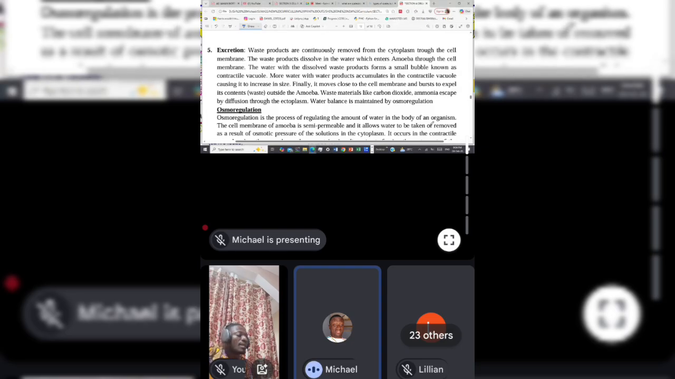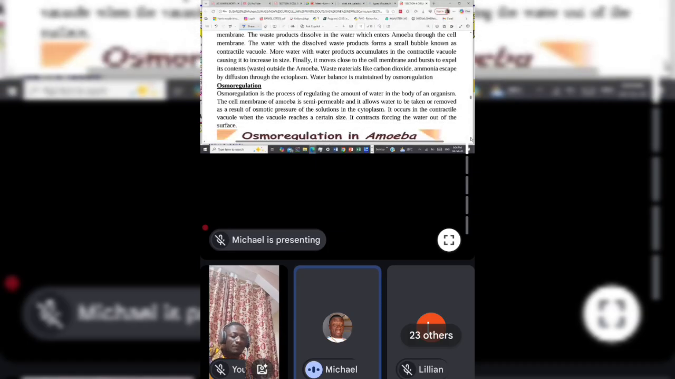Now osmoregulation. I explained this at the start. Osmo means water, so osmoregulation means water regulation. It's the process whereby organisms like the proteus regulate water in their body. Humans also do that. All organisms do, but we don't control it directly. We use our kidney, our sweating, our skin, and even the blood for the movement of water in the blood. So osmoregulation is the process of regulating the amount of water in the body of an organism.